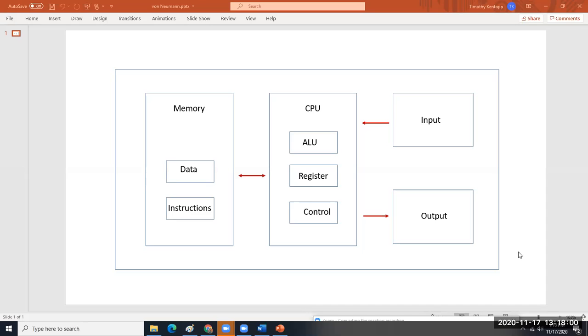So welcome back. We're looking at system architecture. What's the name of the person who designed this model of system architecture? John von Neumann. John von Neumann is correct.